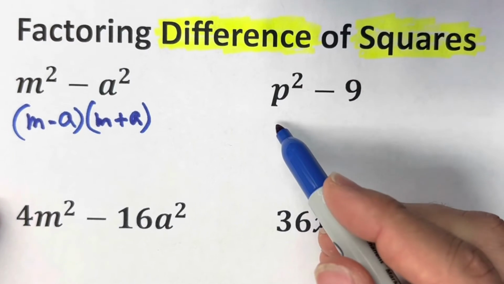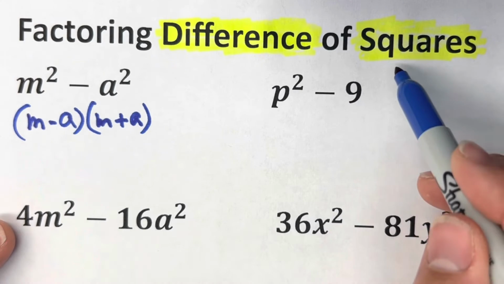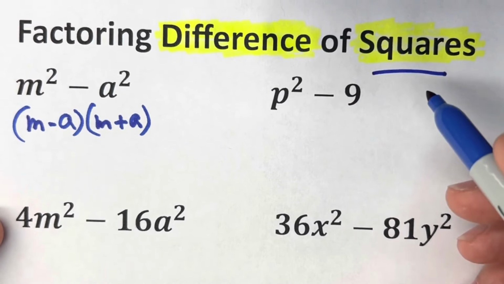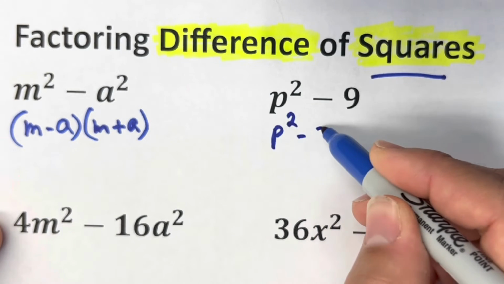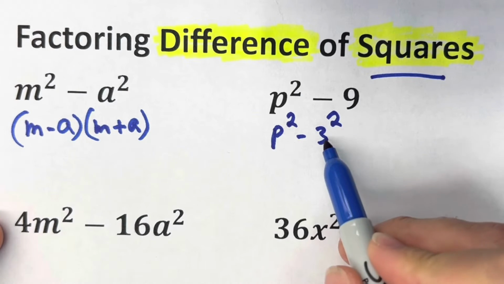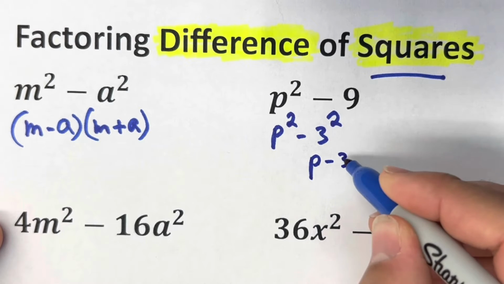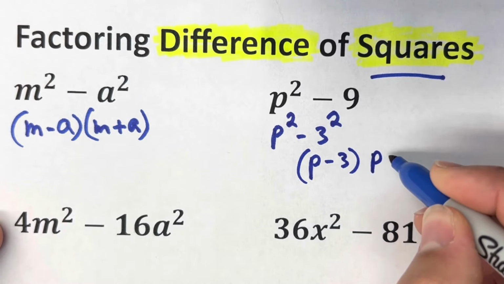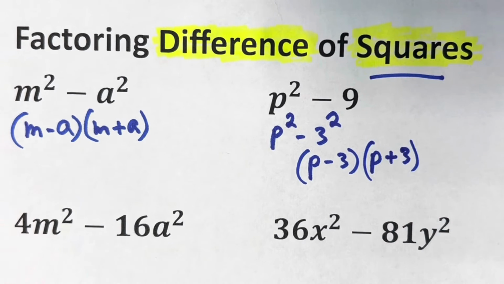So in the case of p squared minus 9, this 9 we have to write as a square. It has to be a square. So it will be p squared minus 3 squared. So now I know my bases are p and 3. So the factoring will be p minus 3 times p plus 3. Okay? That's it. Very simple.